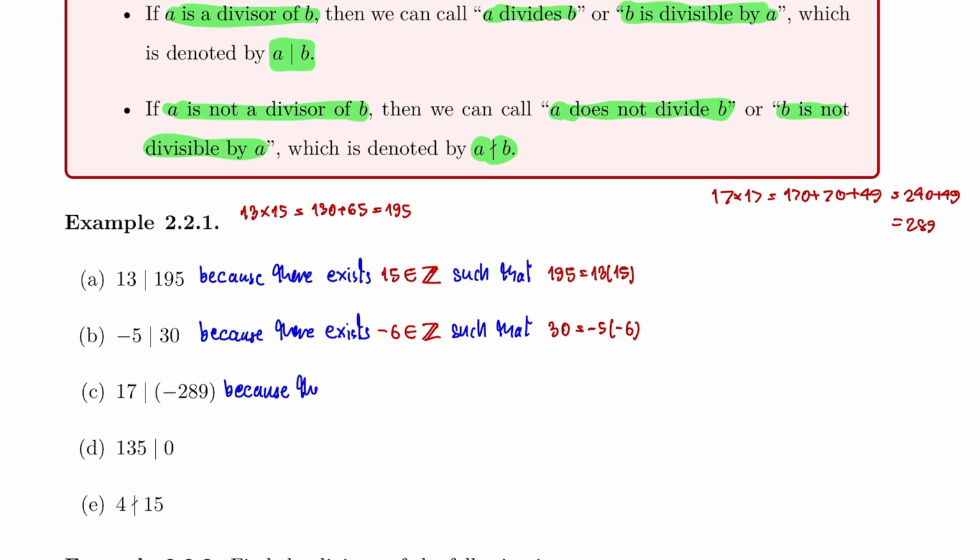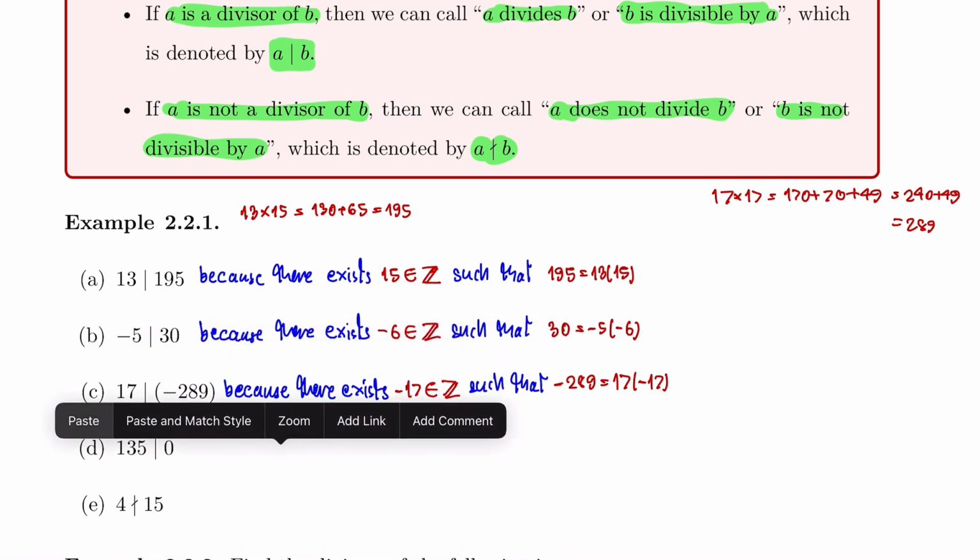Why? Because there exists a negative number, minus 17, which is an integer, such that minus 289 equals 17 times minus 17. Okay. And 135 divides 0. Why? Because the Q is 0. Because the Q is 0, right?